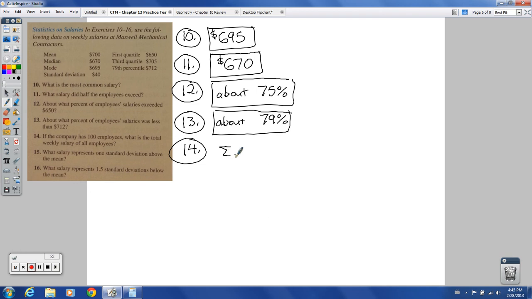So it's the sum. Let me write that a little differently though. The mean, you can think of it this way, is the sum of the data values over n. And so they're saying the company has 100 employees, so I could call that n, and then the sum of the data values, the sum of the salaries, in other words, I don't know what that is, but the mean, the average, I'm told is 700. So if I take an equation like this, it becomes a fairly simple algebra problem at this point.